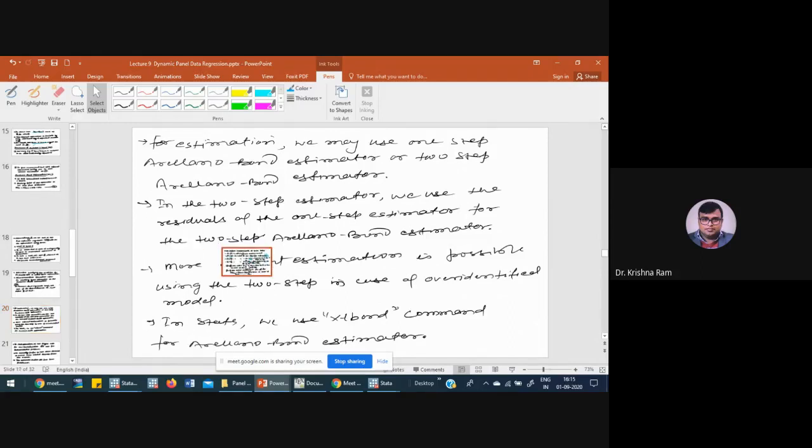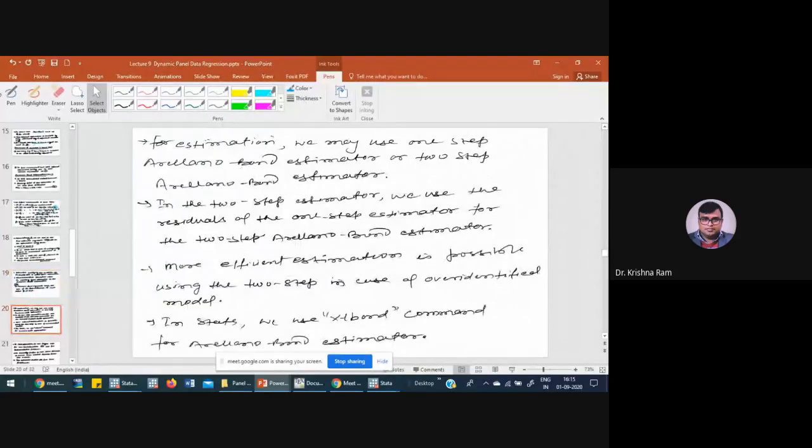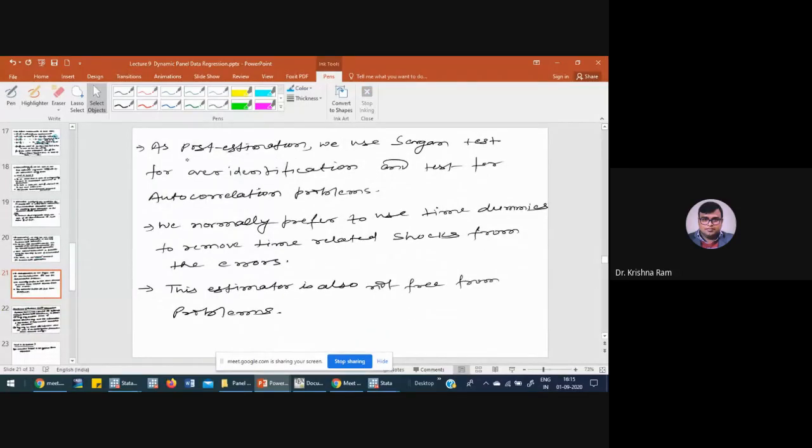And in the two step estimator, we use the residuals of the one step estimator for estimating the value of the parameter. In Stata, there is a command called xtbond. You use that for getting the estimates. As a post estimation, we do the Sargan test. This we have done in the case of instrument variable also. This is the test for over identification of instrument variables, so you do it in the case of dynamic panel data also. We test for time dummies, and if time dummies are relevant, we include them. The literature suggests to always include time dummies in the case of a dynamic panel data regression model.